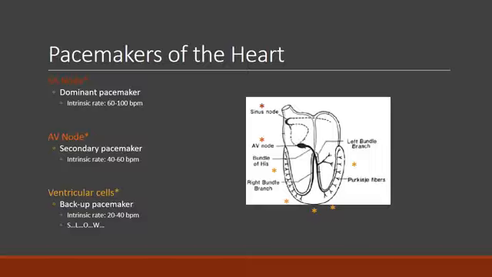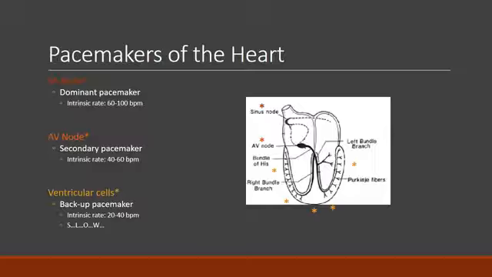All right. And then there's the super backup, if you will, pacemaker cells, otherwise known as the ventricular cells, and it can be anywhere in the ventricles. It's not one particular site like we see with the SA or the AV node. But those ventricular cells have a very, very slow intrinsic rate of right around 20 to 40 beats per minute. So let's say you had a patient whose SA node stopped working, their AV node would kick in, and so their intrinsic heart rate would be somewhere around 40 to 60 beats per minute.